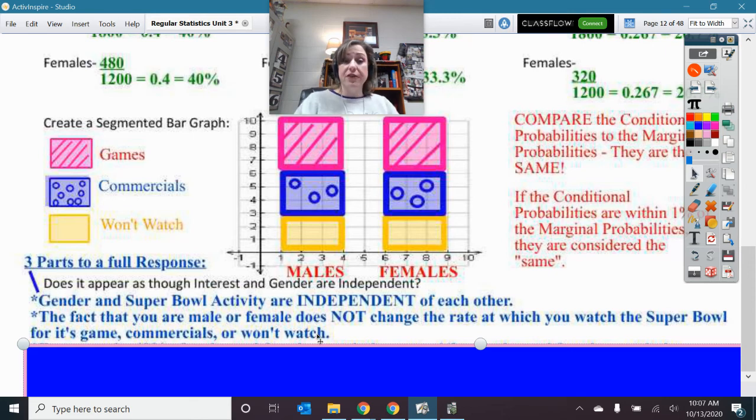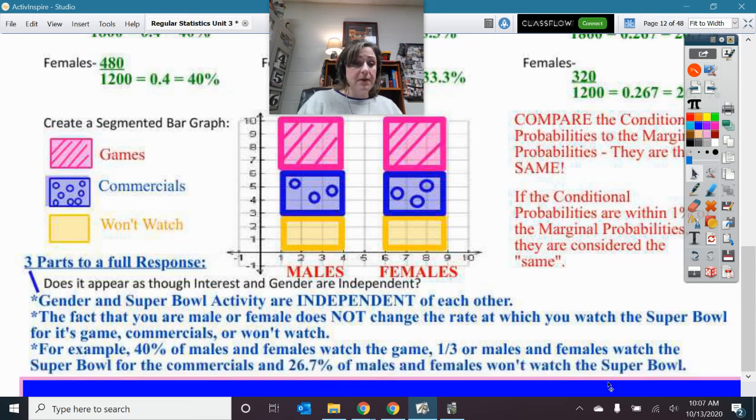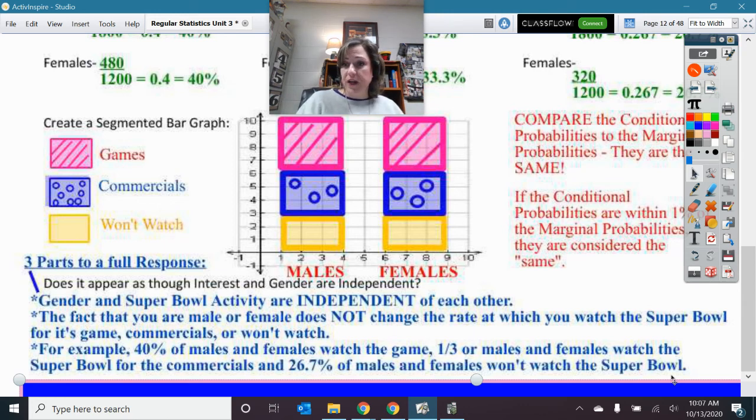All right. The third thing is actual statistical evidence. So I then come over here and I say, for example, 40% of males and females watch the game. 33 1/3% of males and females watch the game for commercials. And 26.7% of the males and females won't watch the Super Bowl. So I say what those percentage points were for both of those conditional categories. So that is determining it is independent.